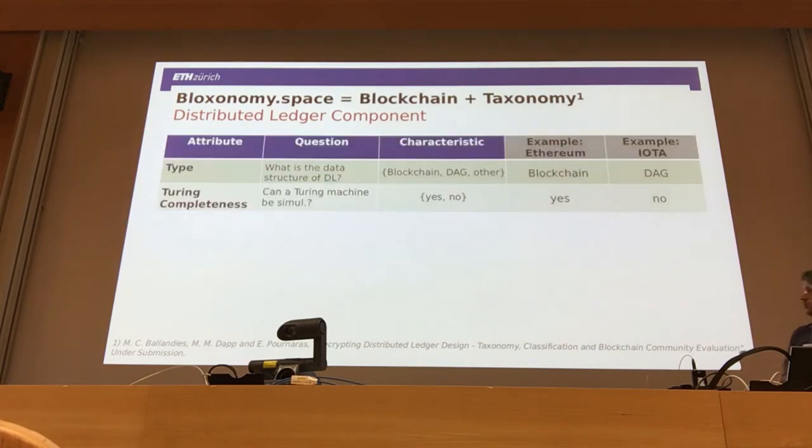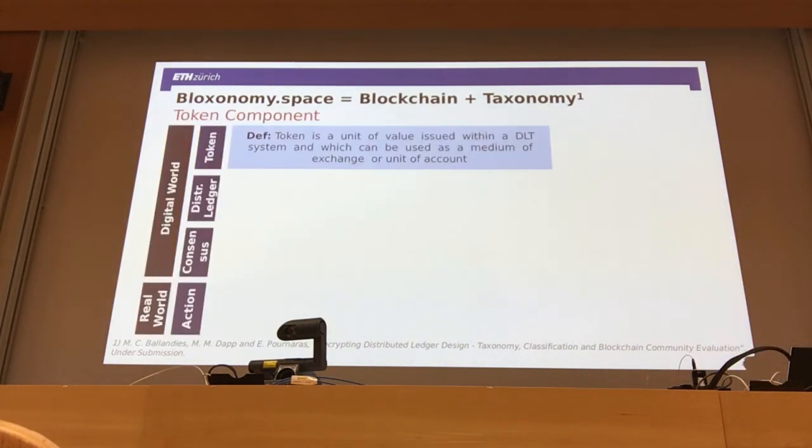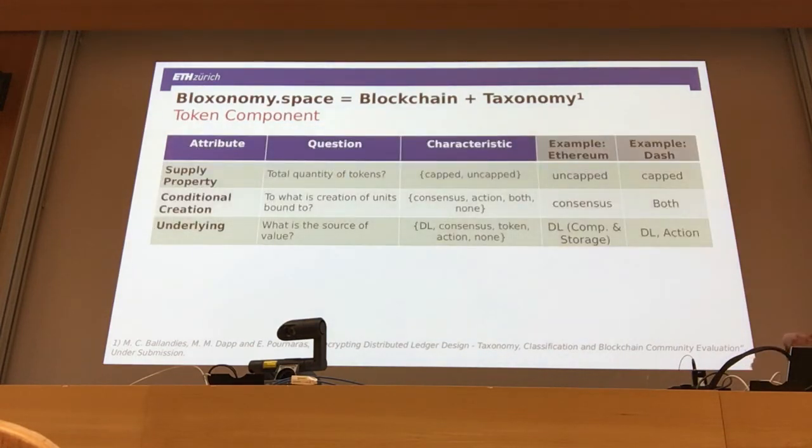In the distributed ledger, we heard about the different types. We have blockchains, we have DAGs. For example, Ethereum has a blockchain, IOTA has a DAG. And some of these distributed ledgers are Turing complete. Ethereum is Turing complete, IOTA isn't. Also, for the token, we saw that the supply can be capped or uncapped. You could incentivize how the token comes into existence, which is kind of the heart of our research: how does it get created? Is it through the consensus, through the action, through both, through nothing? What is actually the underlying of this distributed ledger?